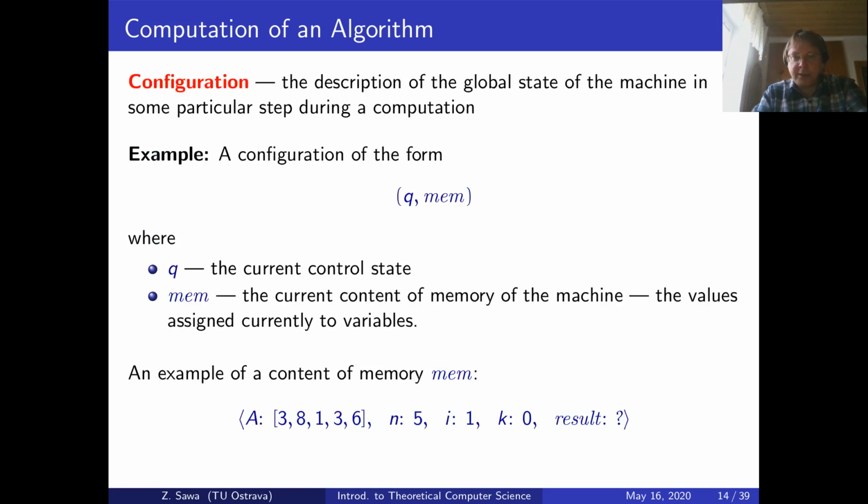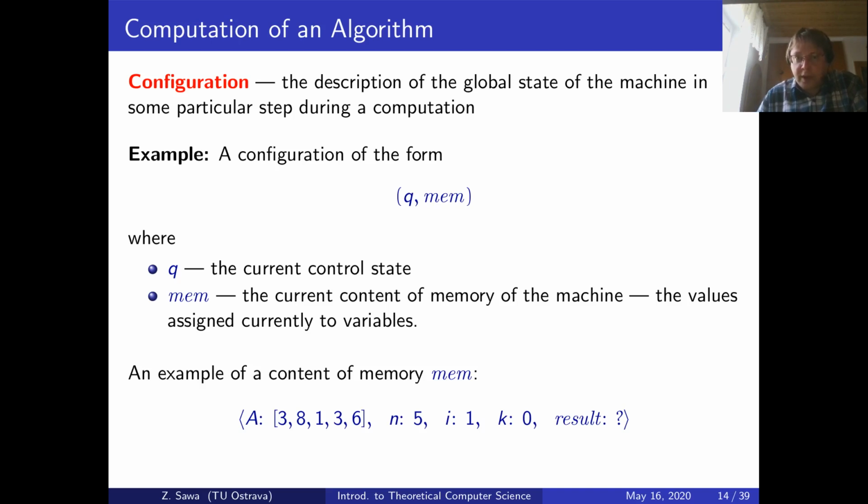So the computation of a machine could be viewed as some sequence, or during this computation the machine goes through a sequence of so-called configurations. Again, this notion of configuration is something which is very general. It occurs in many different kinds of machines, but of course depending on the particular kind of machine, there can be different kinds of configuration.